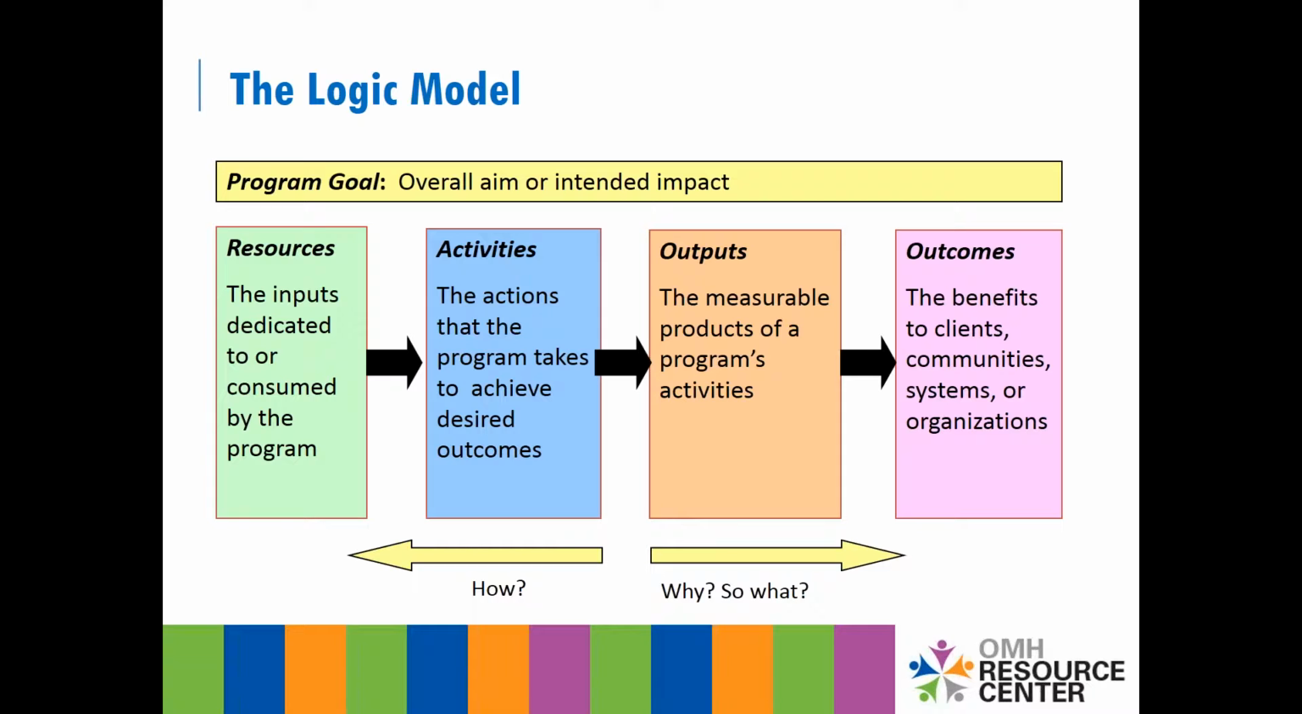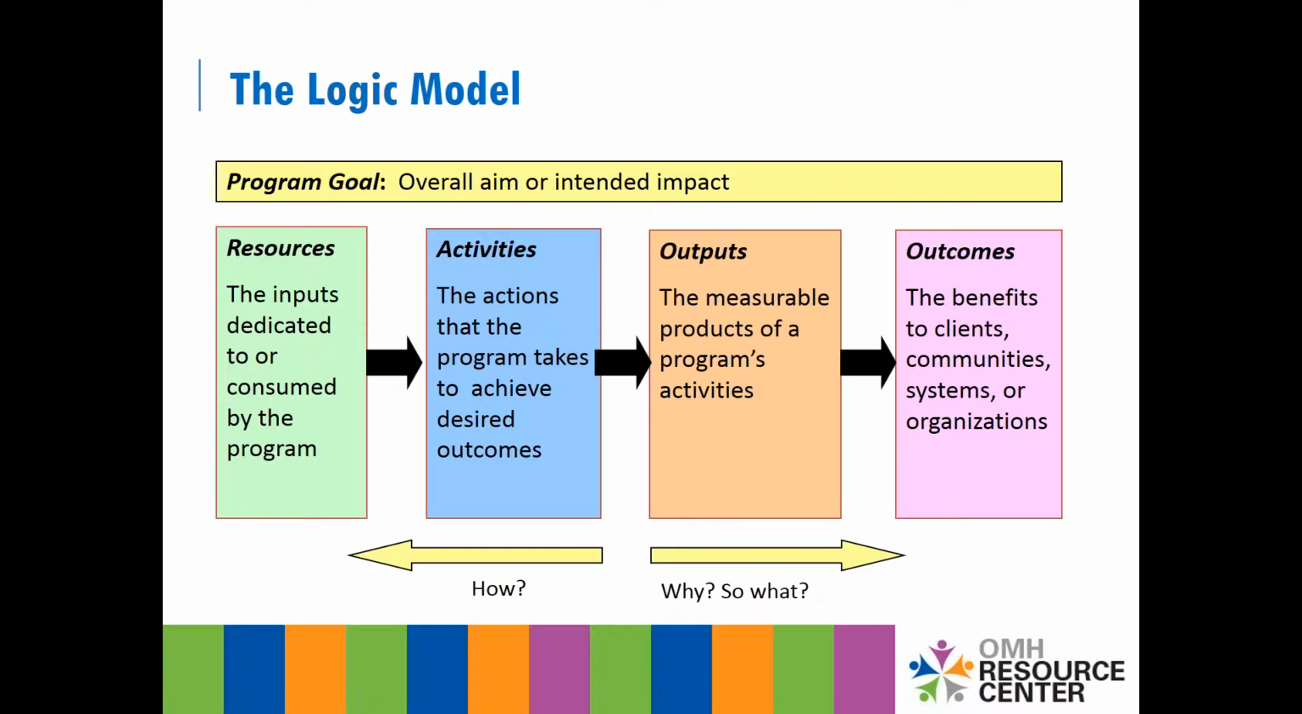The first component is resources. So the resources consist of the inputs dedicated to or consumed by the program. So what is needed to be able to reach your program goal? So you'll be able to identify some resources. The next box over is activities. The activities are actually the actions that the program takes to achieve the desired outcomes. And if you look at resources and activities and think of them more as the how are you going to reach your program goals? That's an important thing to keep in the back of your mind when you're developing your logic model.